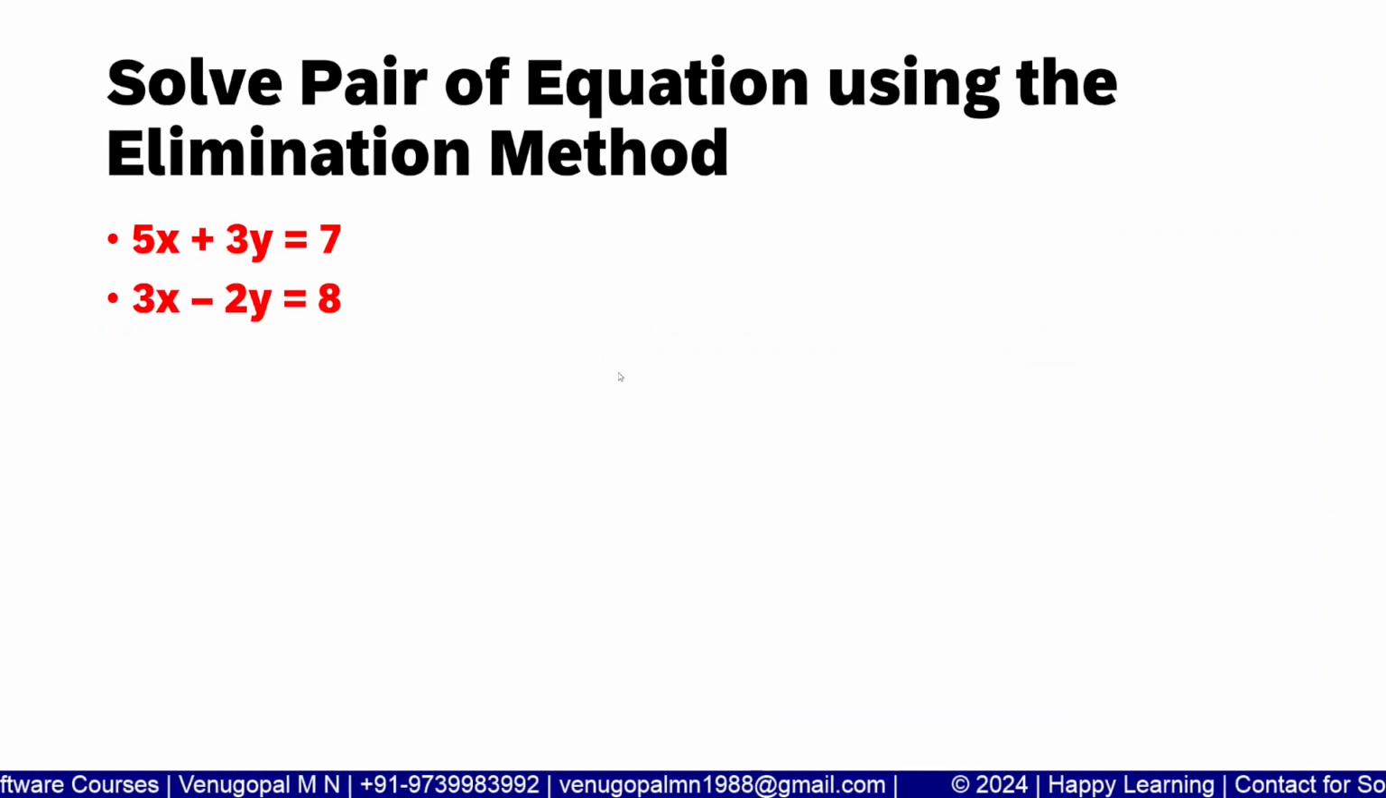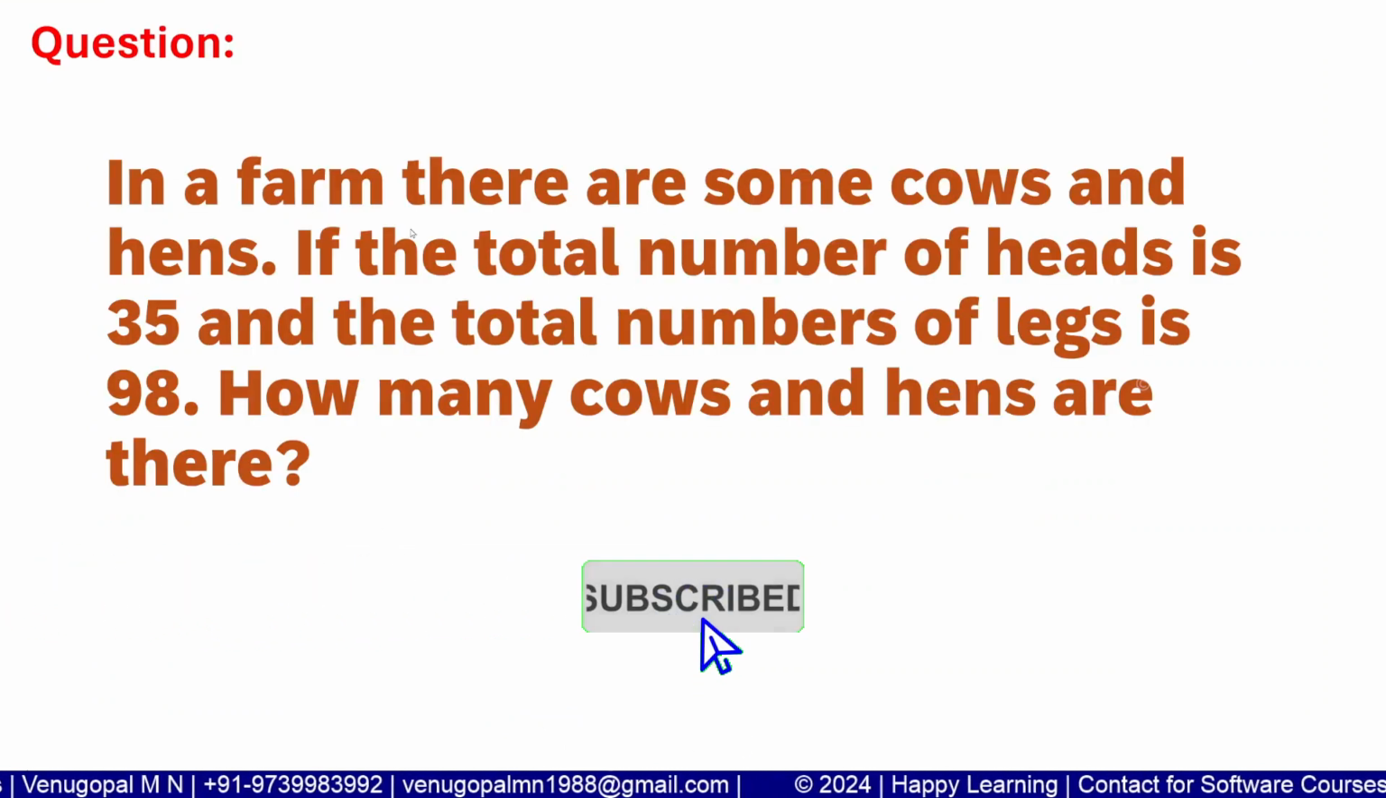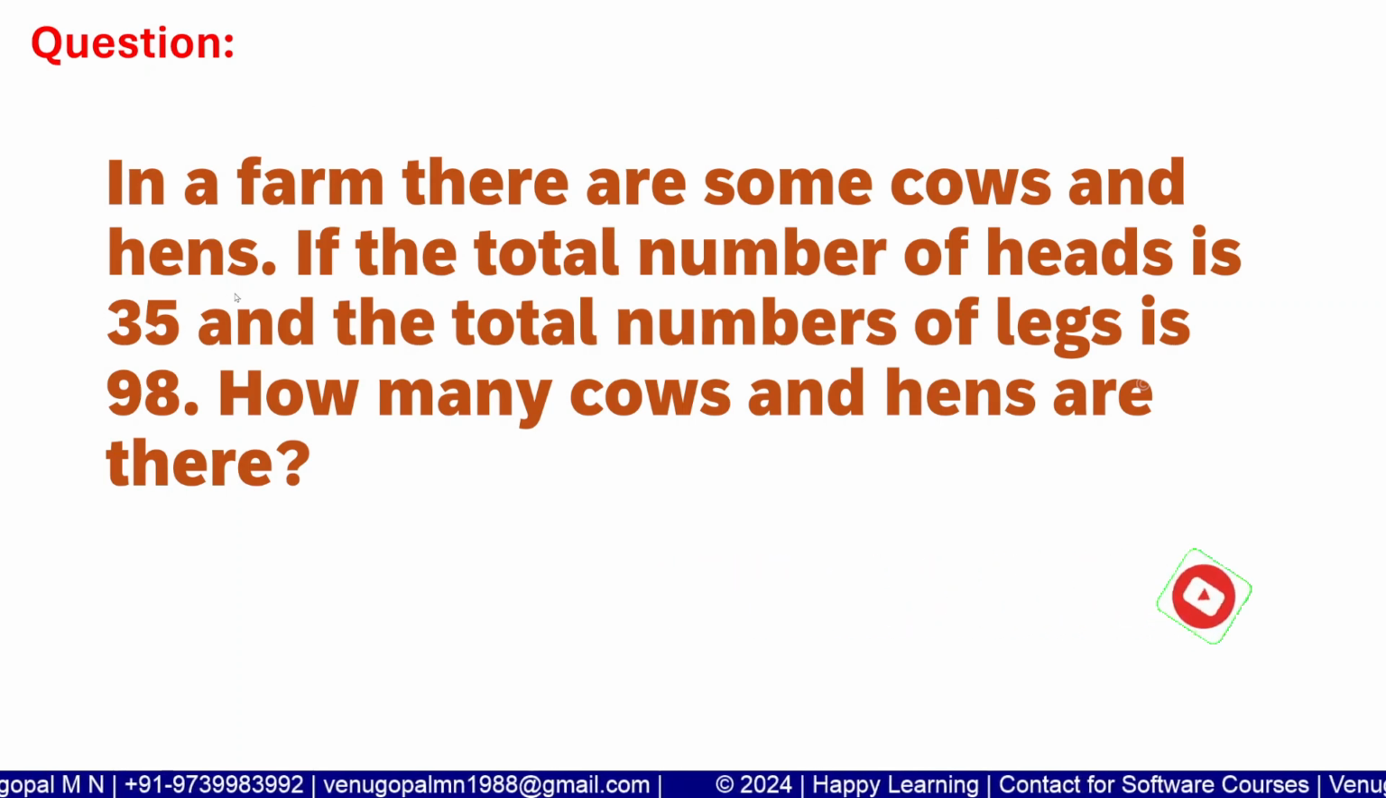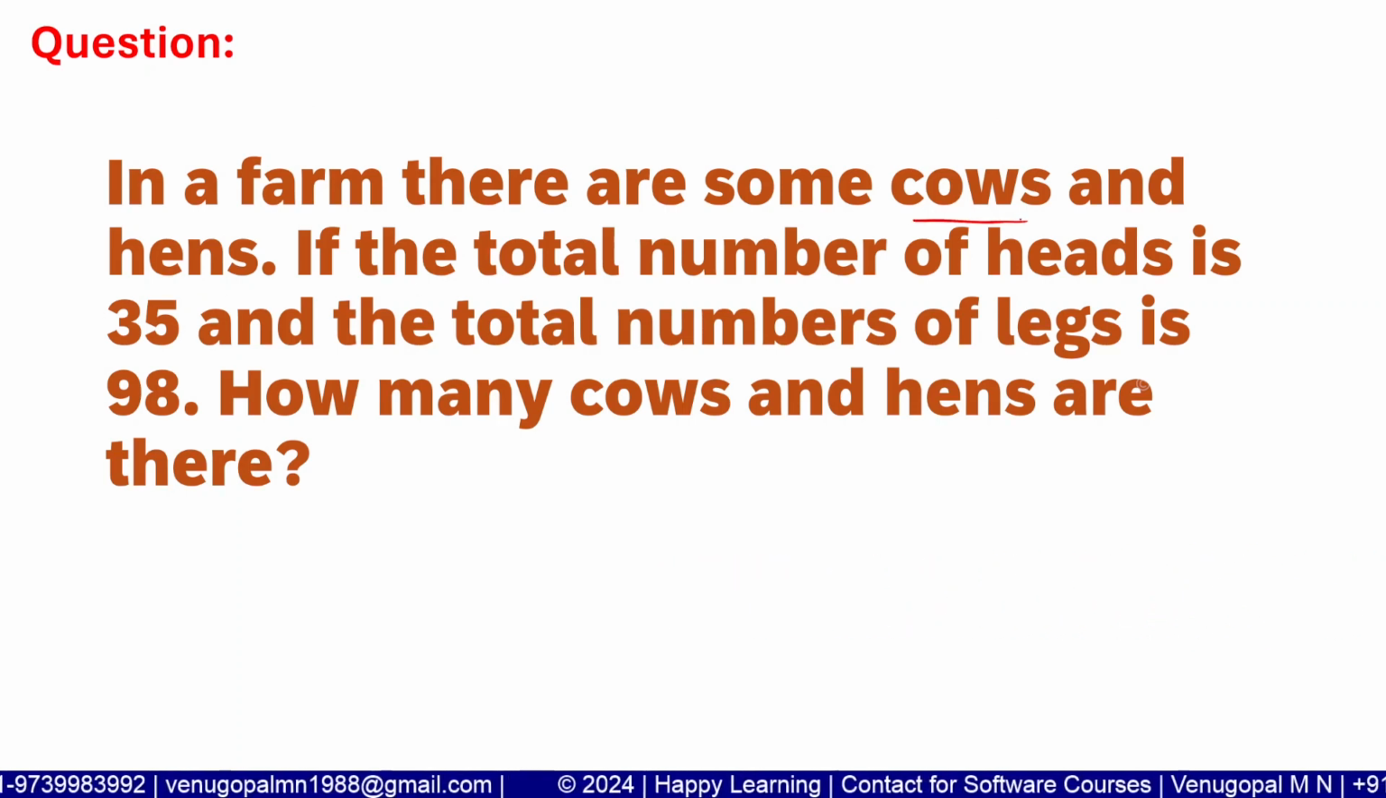The next example is, in a farm there are some cows and hens. Okay, you see it is given in a text form. The formula is not given or the equations are not given. We have to prepare the equation. So we have cows and we have hens. Okay, so cows we can call it as x, hens we can call it as y.